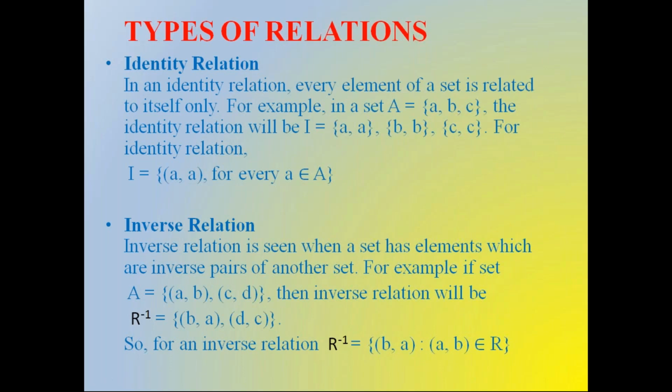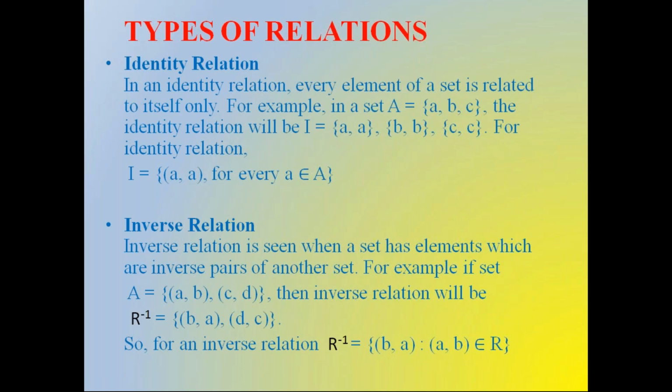Inverse relation is seen when a set has elements which are inverse pairs of another set. For example, if a set A equal to the ordered pairs (a, b) and (c, d), then the inverse relation R power minus 1, or R inverse, is just the reverse of (a, b), which is (b, a), and the reverse of (c, d), which is (d, c). So for an inverse relation, R inverse contains (b, a) such that the original ordered pair (a, b) belongs to the relation set R.